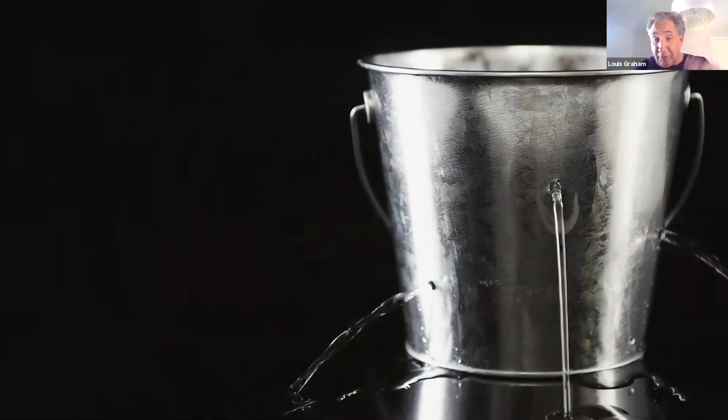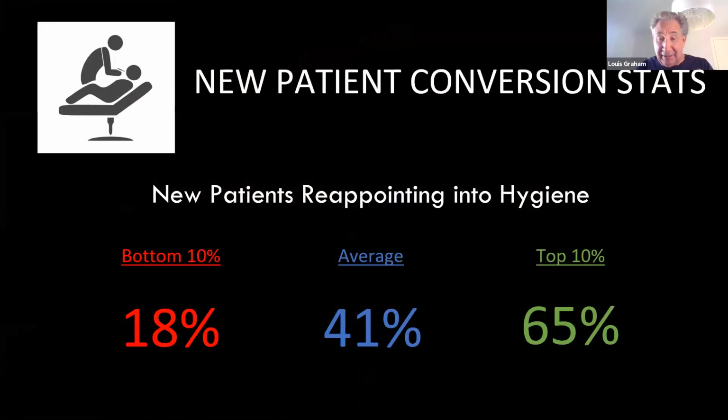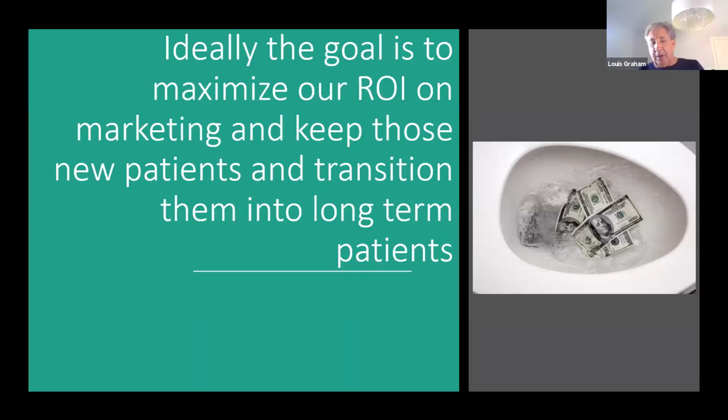Here's what's even more crazy. Nationally, the top offices retain 65%. That's the top offices. The worst offices retain only 18% who come back. The average is 41%. If you looked at how many of your patients never came back, it's numbing. So the key is you want them to come back. Because if you're spending the money to market your practice, and that's what I do, I will market my practice.